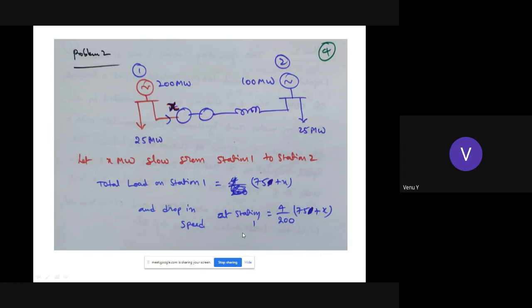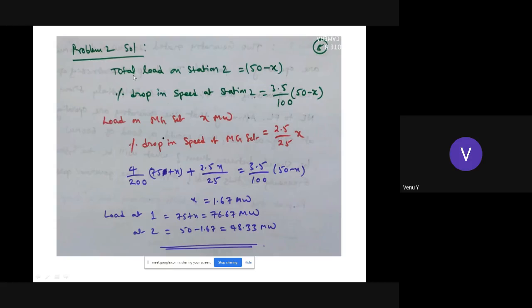Therefore, the drop in the speed is nothing but (75 plus x) divided by 200, into 4. Into 4 in the sense, from no load to full load, the change in speed is 4%. That means from 0 to 200, it is 4%. From 0 to 75 plus x, it is (75 plus x) divided by 200 into 4. Understand? Similarly, total load on station 2 is 50 minus x.